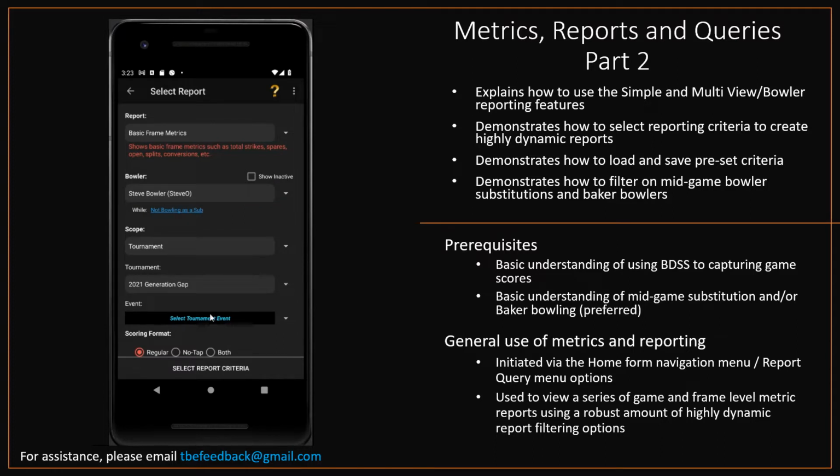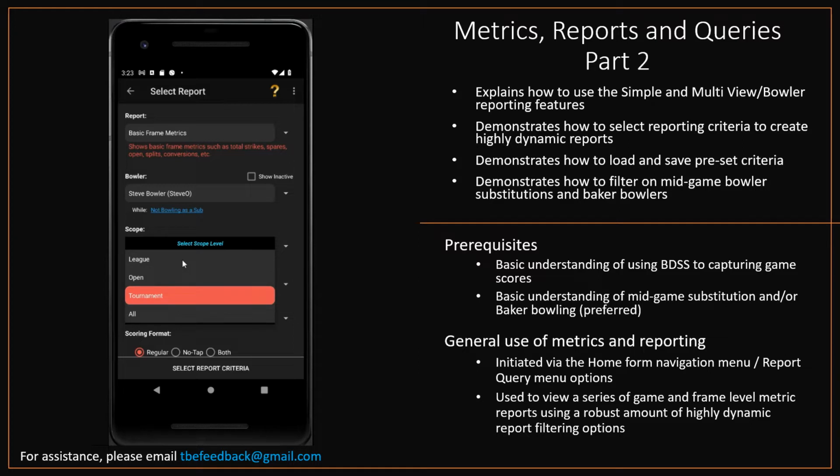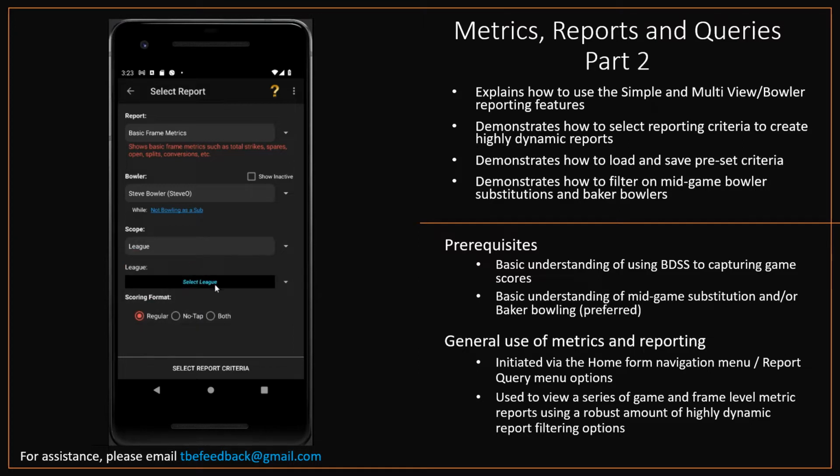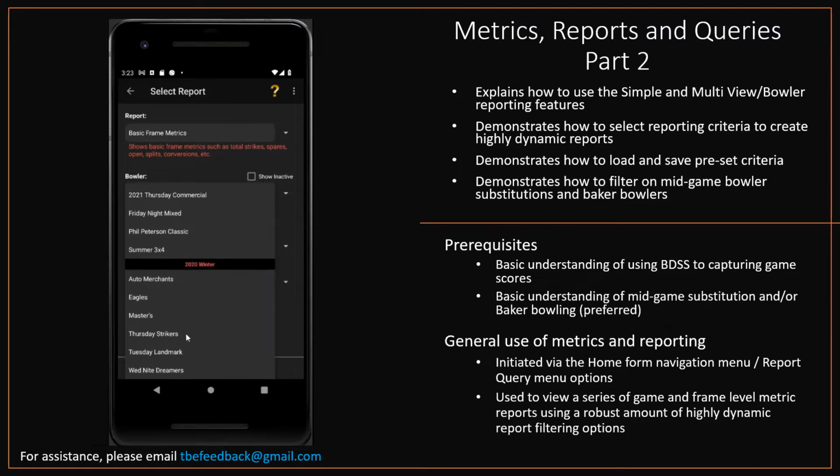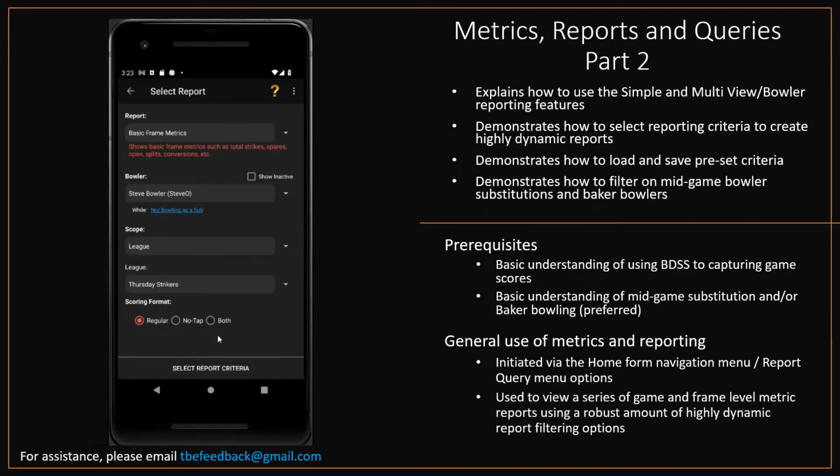And if I do, then I can optionally choose an event in that tournament. But for now, I'm just going to choose a scope of league. And I'm going to choose Thursday Strikers, so all metrics are filtered on the Thursday Strikers league. Okay. And then finally, scoring format. It gives me three options: regular, no tap, and both. I will keep regular for now.